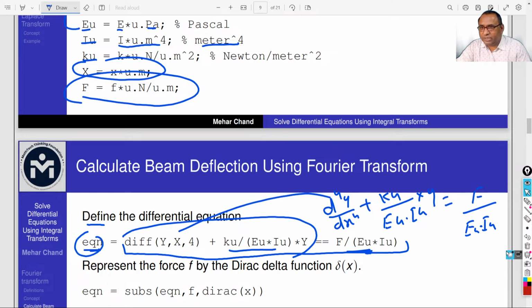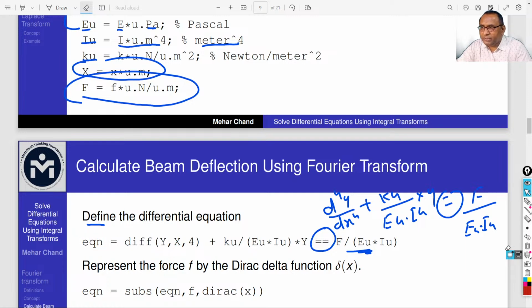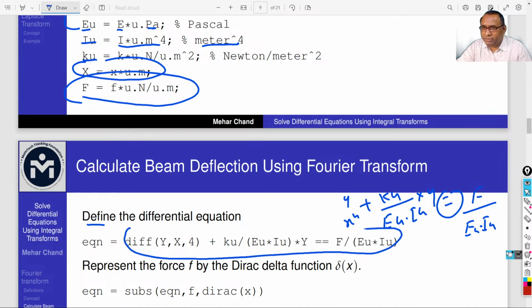So this differential equation can be written as, in the place of equal, we are using double equal. Note this point very carefully. Double equal is used for equal, and single equal is used for the assignment. So this entire differential equation will be stored in EQN, this one assignment. See once again, this entire differential equation will be stored in this assignment.